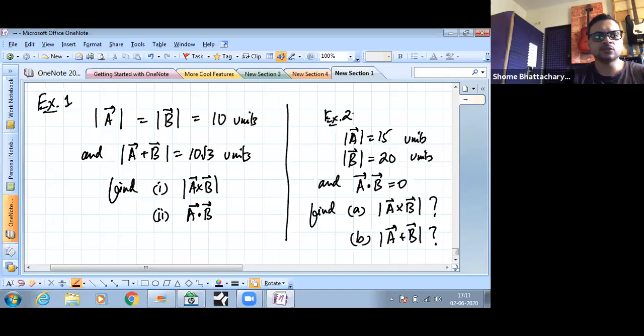Yes, Atharva. If you're doing x cross y, whichever vector you took first, your thumb will be in that direction, and whichever vector you took second, your fingers will be in the other direction. Others, I'm still waiting for the correct answer. No, still not getting the correct answers. Only one person has got it. Yeah, Harshvardhan.